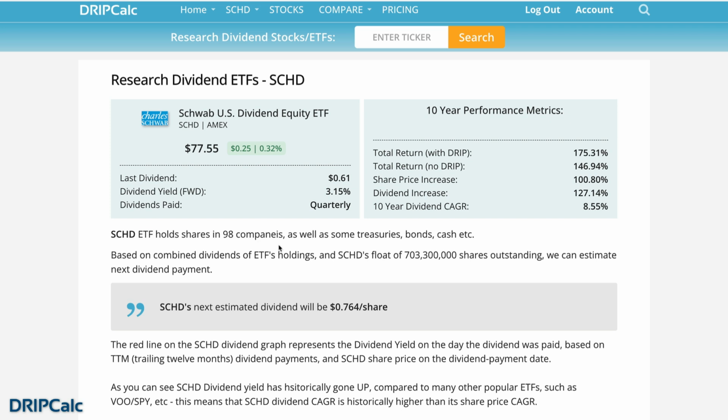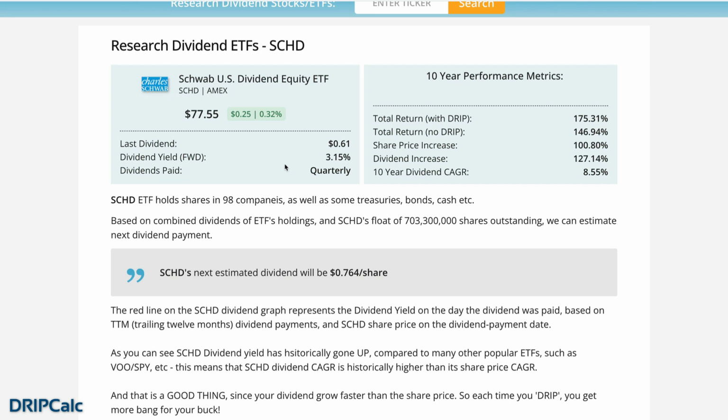I want to make a prediction for the next dividend payment for SCHD, or Schwab Dividend ETF. This is the second largest dividend ETF in the world, behind VIG, which is number one, but not by much. Without going long, our system shows that we're expecting about 76.4 cents per share. Now I think it will be slightly lower, so I would say about 73 cents.